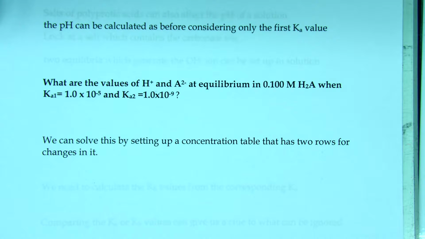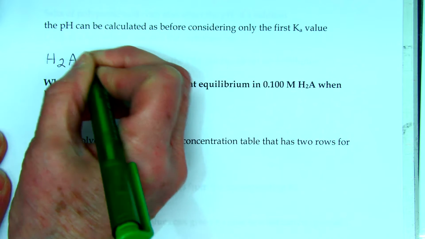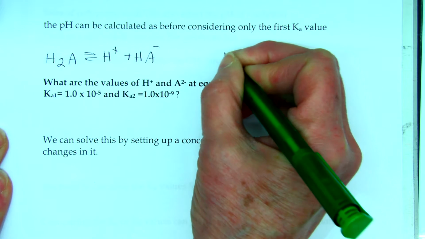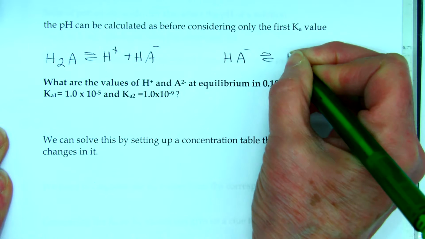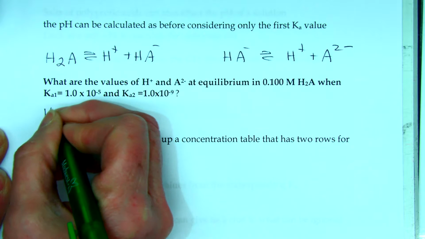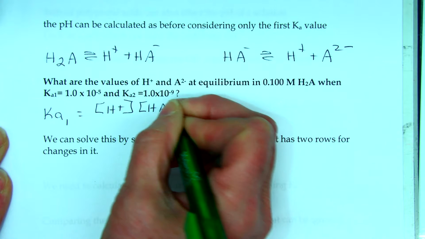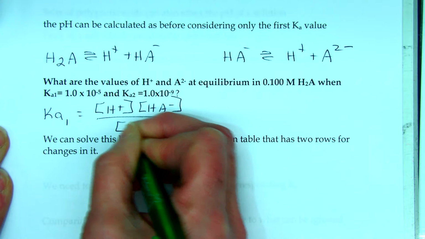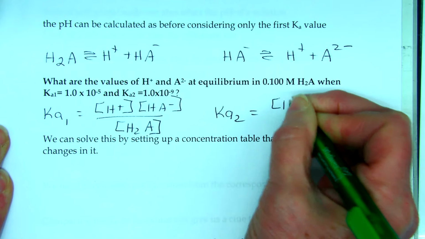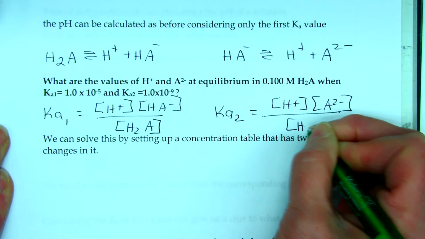Well, we look at this and we say, okay, my two equilibria: I have H2A in equilibrium with H plus and HA minus, and I have HA minus in equilibrium with H plus and A2 minus. My Ka1 is equal to H plus times HA minus divided by H2A. And my Ka2 is H plus times A2 minus divided by the concentration of HA minus.